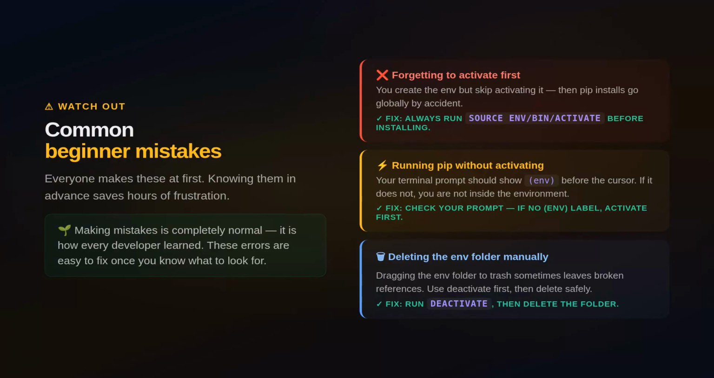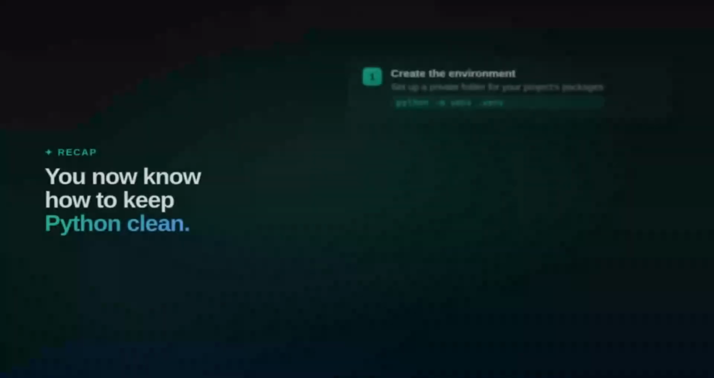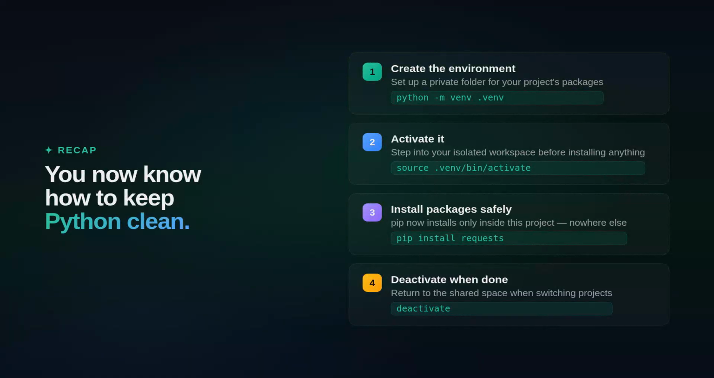Here is your 4-step checklist. 1. Create the environment with python -m venv. 2. Activate it before touching anything. 3. Install your packages safely inside the isolated space. 4. Deactivate when you are switching projects. That is the complete workflow used by professionals everywhere.